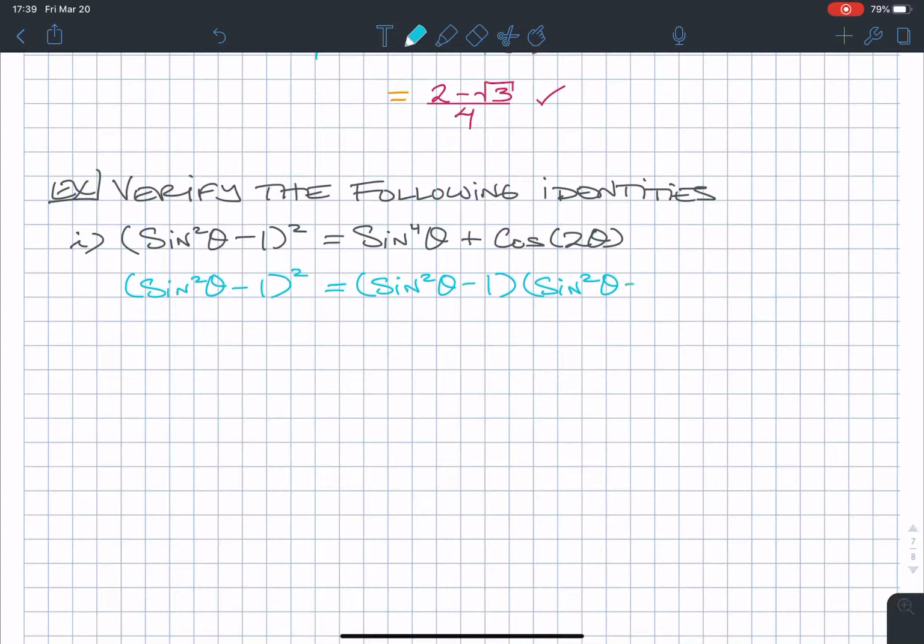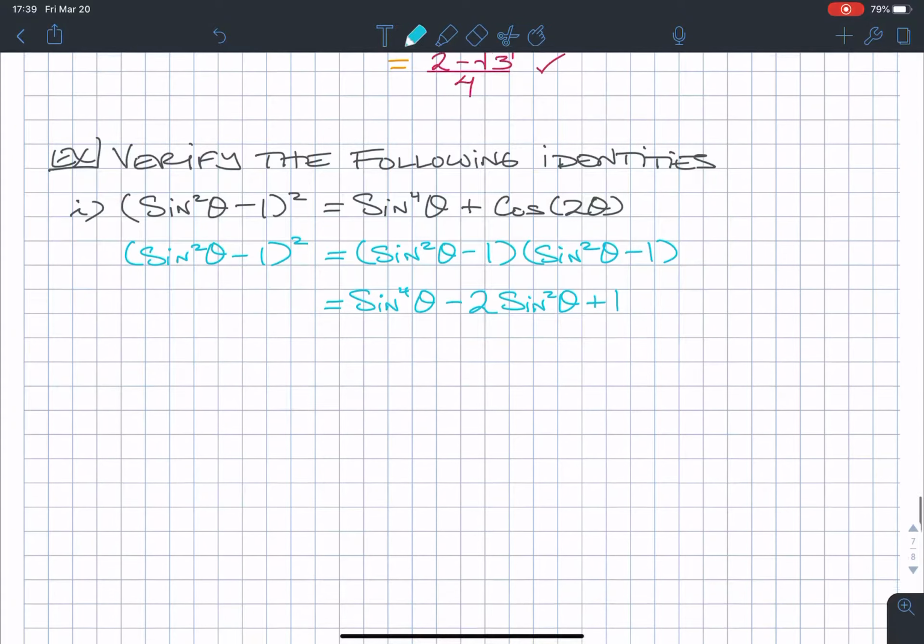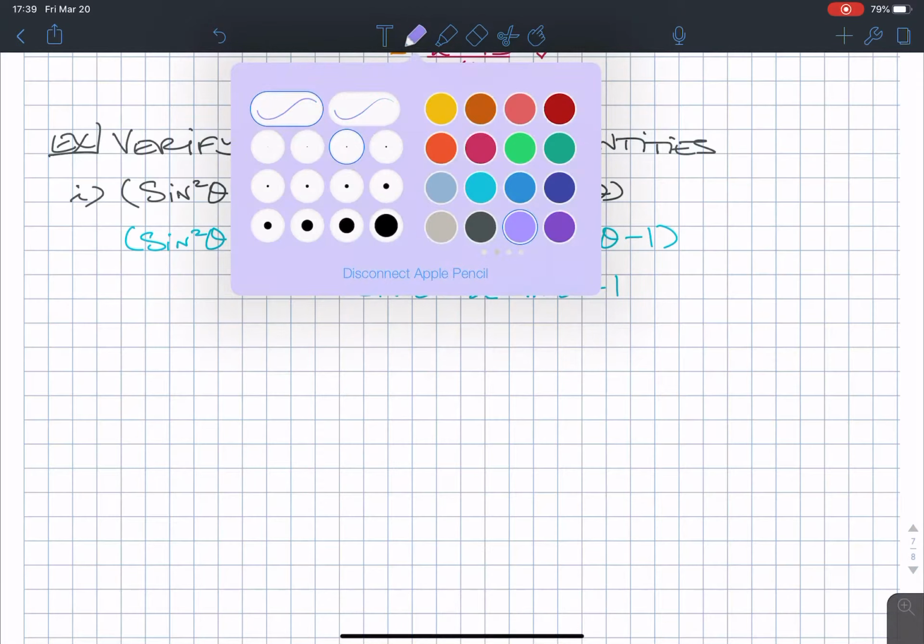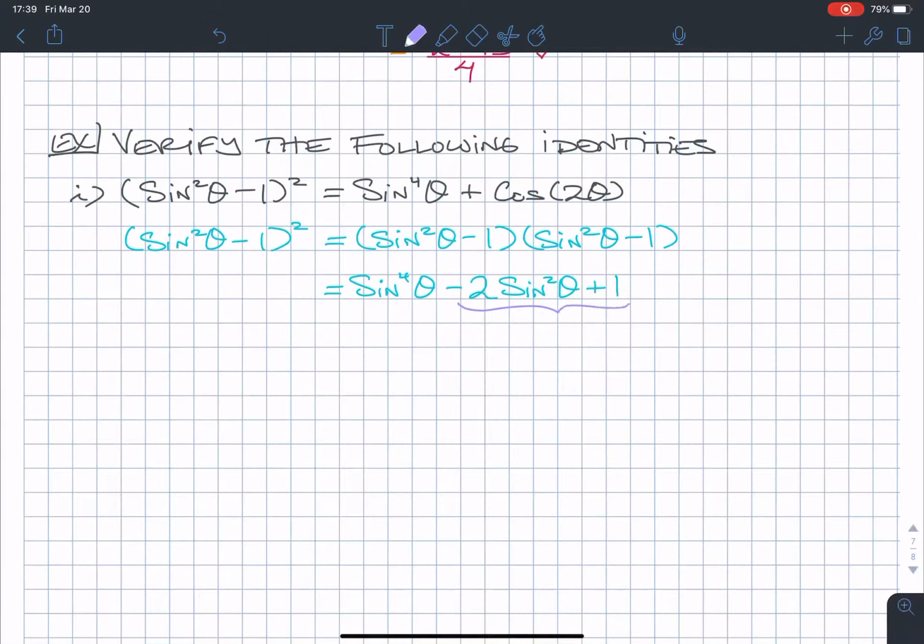So the expansion of the binomial will be the square of sine squared, that is sine to the 4th theta, minus twice the product of sine squared and 1, plus 1 squared. Okay, well remember, we had that cosine of 2 theta was 1 minus 2 sine squared theta. That was one of my double angle formulas for cosine.